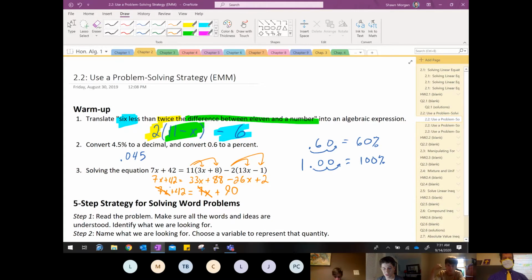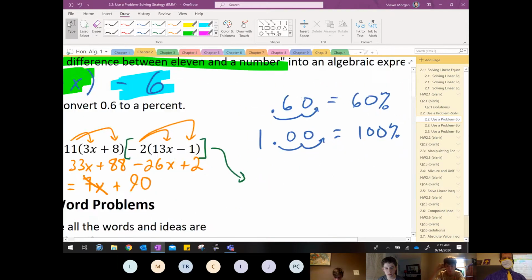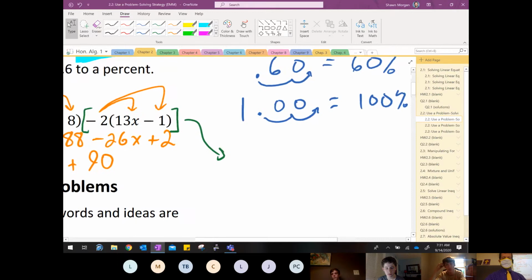Therefore, we would say, Jake, I see a hand up, actually. What's up, buddy? I don't really understand how you got that on the right side. Like, how did you get minus 26x? All right. So good question. Let's take this chunk right here and pull it down and kind of focus in on it, okay? So we're saying minus 2 times the group.